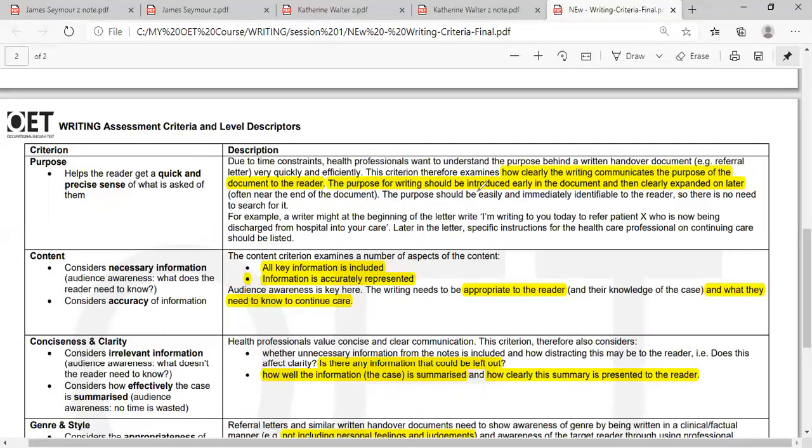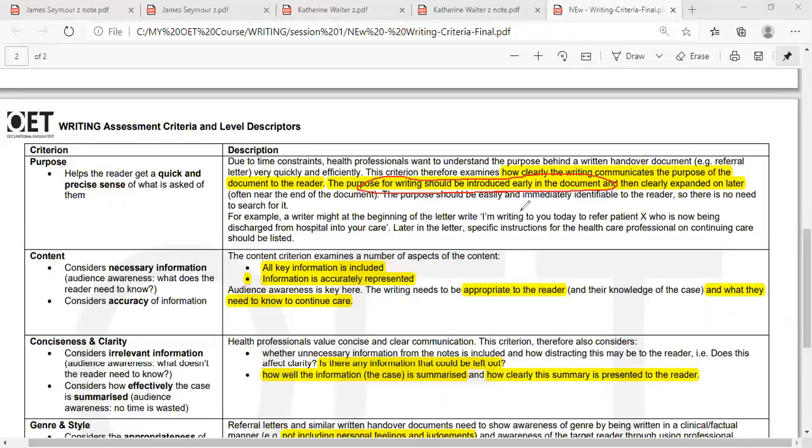The purpose of writing should be introduced early in the document. And I mean by early in the document, in the introductory paragraph. We will explain it later. Then clearly expanded on later. Okay? So let's see this example given. For example, a writer might at the beginning of the letter write, I'm writing to you today to refer patient X who is now being discharged from hospital into your care. Later in the letter, specific instruction for the healthcare professional on continued care.